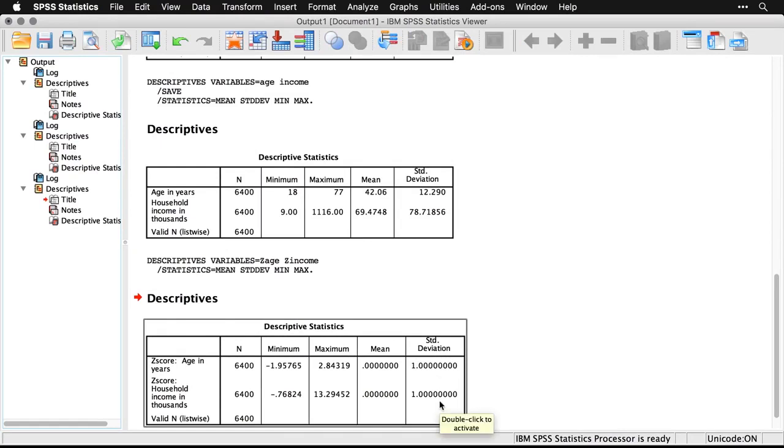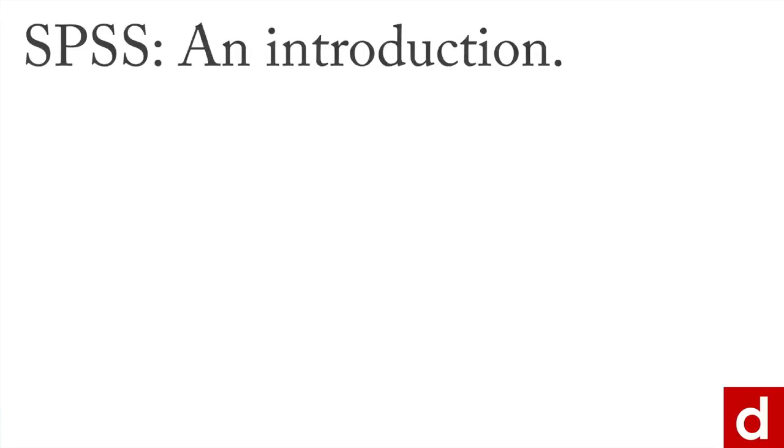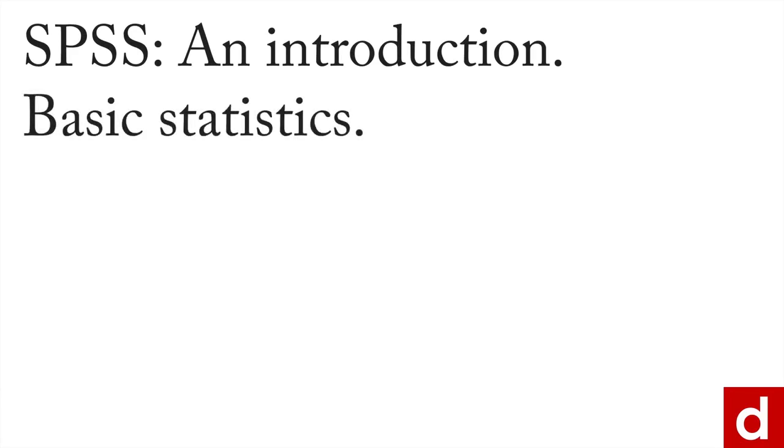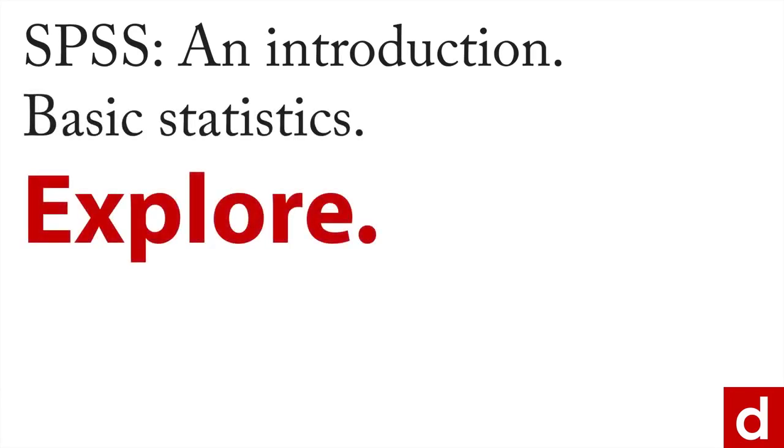We didn't have to remember any values. We didn't have to round things off. It did it exactly for us. And so that is what the descriptives command does. It makes a very concise tabular output, and it also allows you to save standardized or z-scores for use in certain procedures. For a final look in SPSS at basic statistics, we'll look at the explore command.